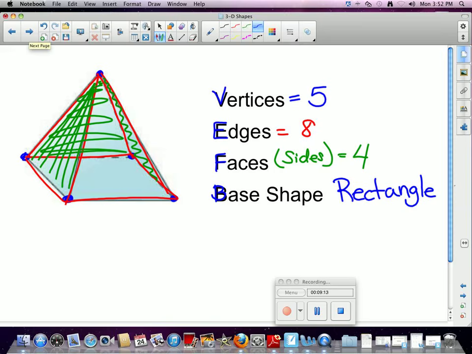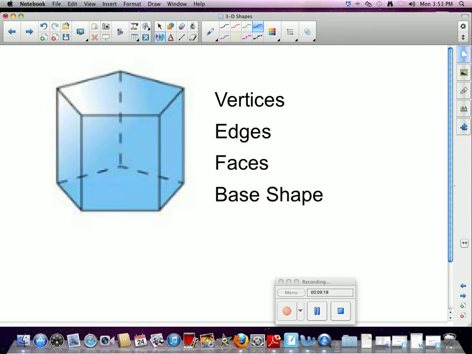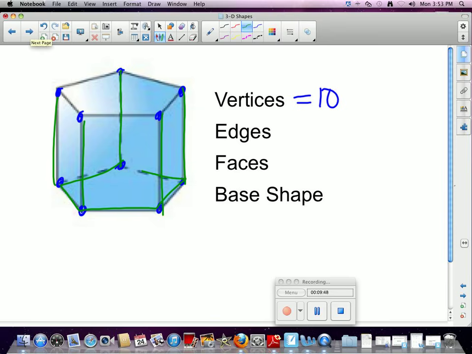So you try the next one now. This would be a great place to pause, and then we'll go through the answer. The vertices on here are 1, 2, 3, 4, 5, 6, 7, 8, 9, 10. There are 10 vertices. The edges, 1, 2, 3, 4, 5, 6, 7, 8, 9, 10, 11, 12, 13, 14, 15 edges.